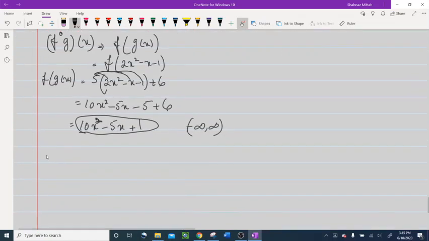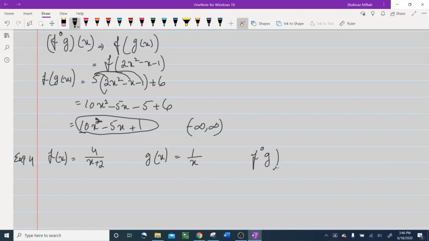Let's go for the second example, which is a rational function. This is example number 4. F of x is given as 4 over x plus 2. G of x is given as 1 over x. The question is asking, find f compose g of x.